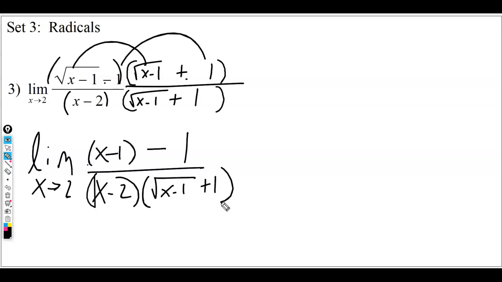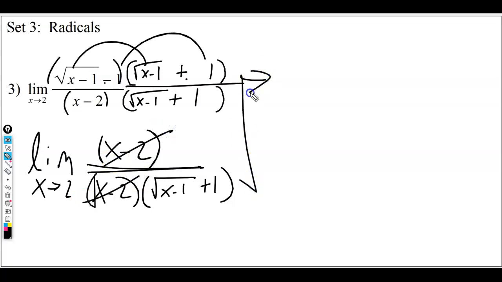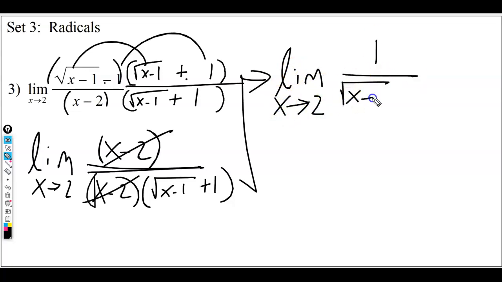Okay, now next, let's go ahead and simplify the top a little bit more. X minus 1 minus 1, that can be simplified into x minus 2. Now what's kind of cool about that is those cancel out. And so now I have the limit as x approaches 2 of 1 over square root of x minus 1 plus 1. So now we've done our strategy. We multiplied by the conjugate and we came up with a different expression. Once you've done that, go ahead and try direct substitution again.